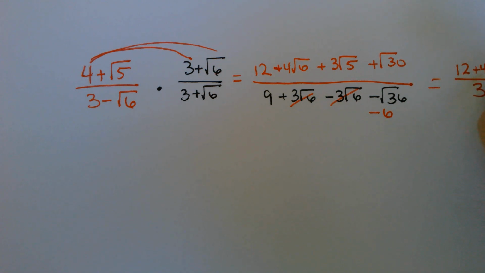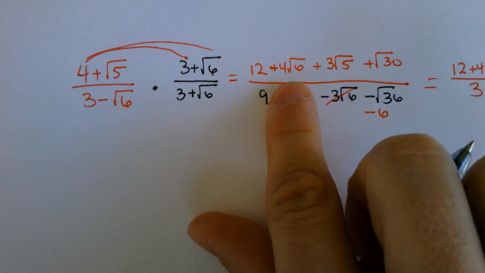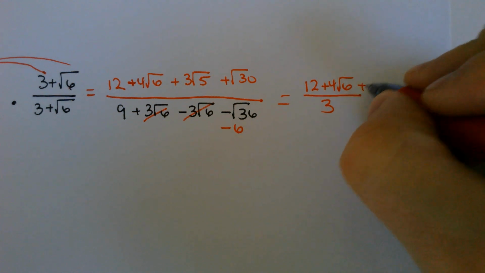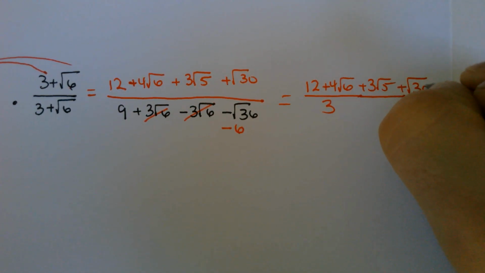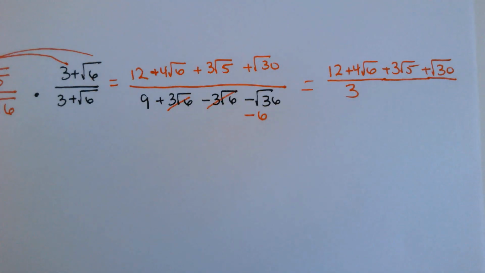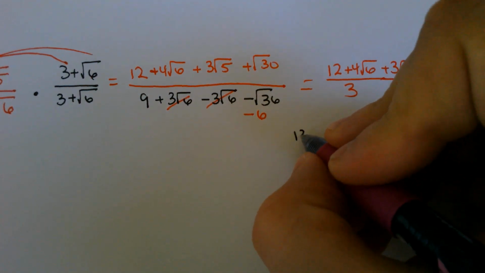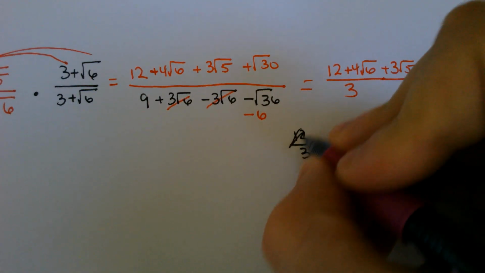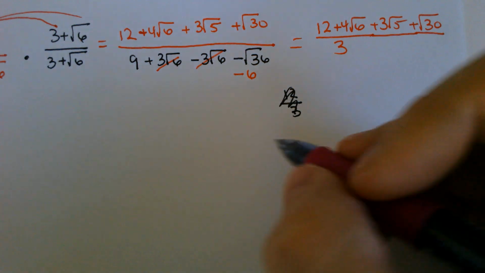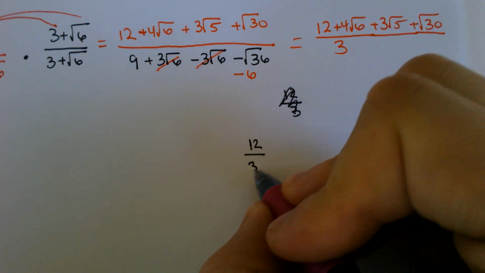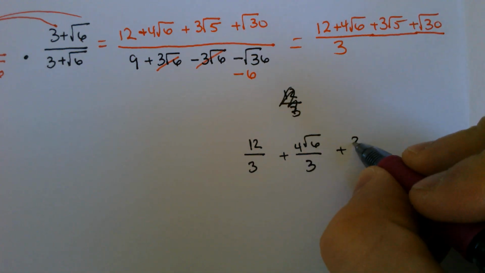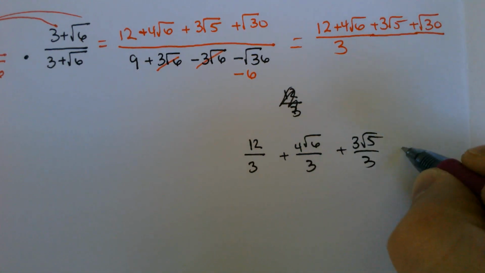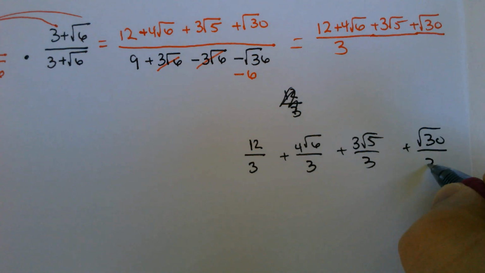12 plus 4 square root of 6. I don't think that combines at all. Plus the 3 square root of 5. And plus the square root of 30. None of those on the top will combine at all. However, we could split these all up. We could do 12 over 3. I'm going to do it over here with a little more room. We could do 12 over 3 plus 4 square root of 6 over 3 plus 3 square root of 5 over 3 plus the square root of 30 over 3.